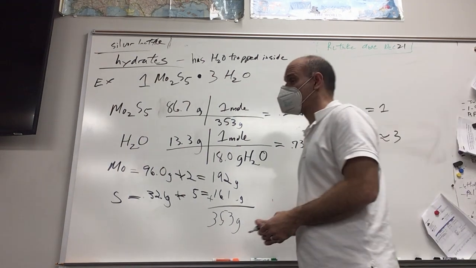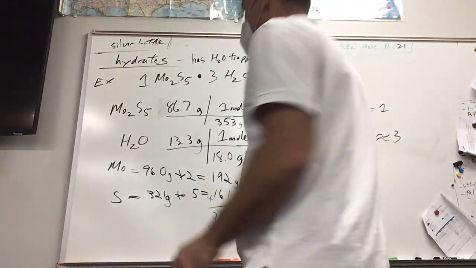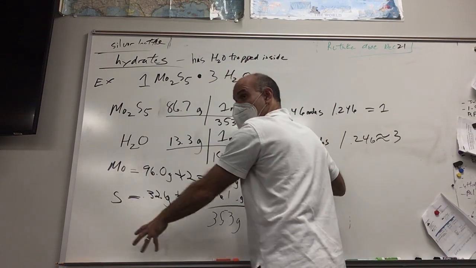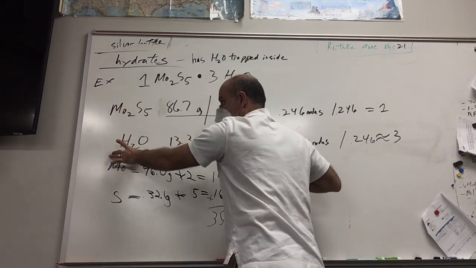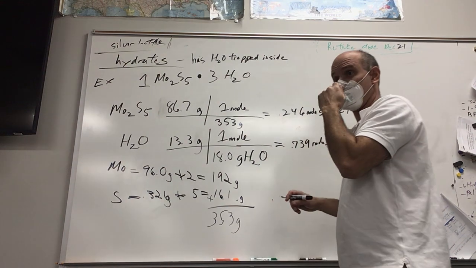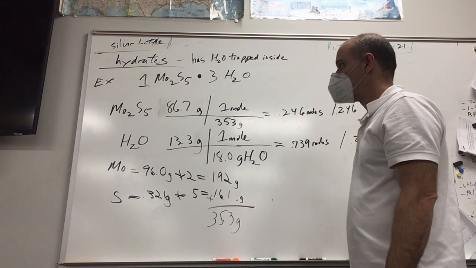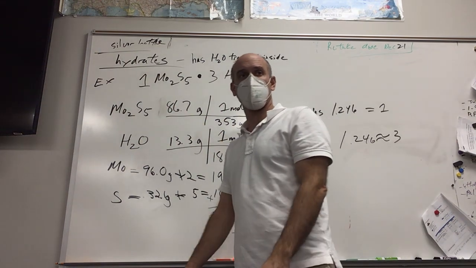So the only difference is like when you do, instead of doing single elements, where you're like, this molybdenum, this sulfur, here you got it together as a compound. Here you got it together as a compound. So you just break it up. So it's just you're doing it for compounds instead of individual elements.